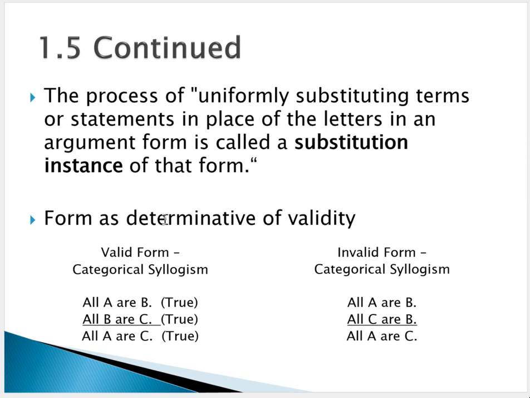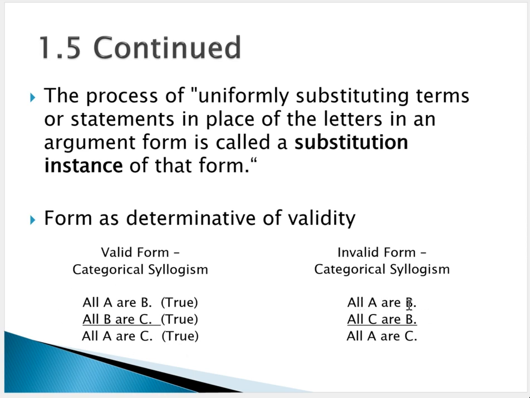That's all we're asking. This is our first valid form of a categorical syllogism: all A are B. That has to be true. All B are C. That has to be true. Therefore, all A are C. That must also be true.